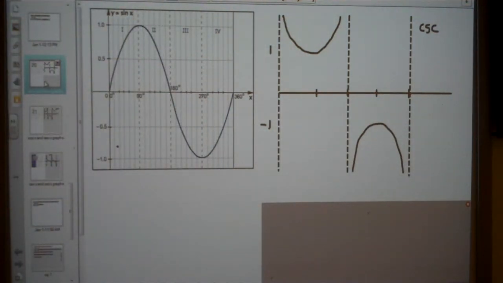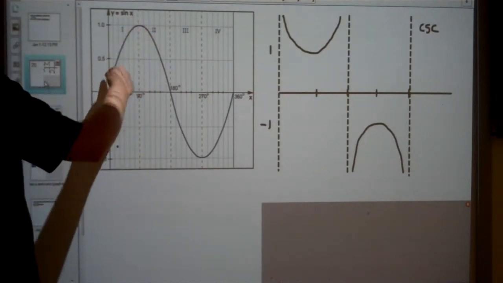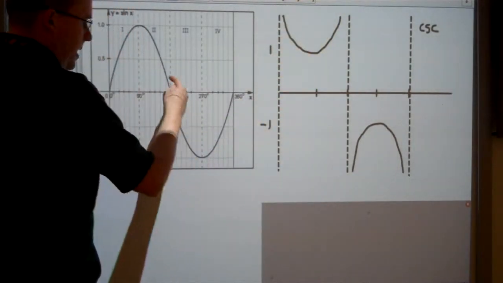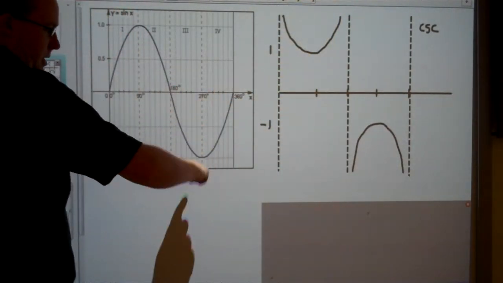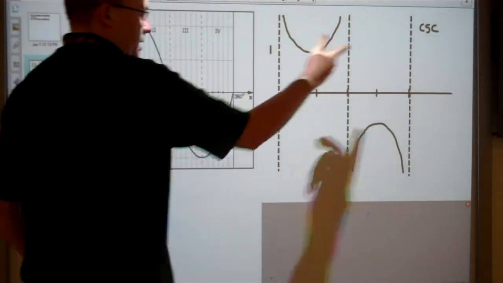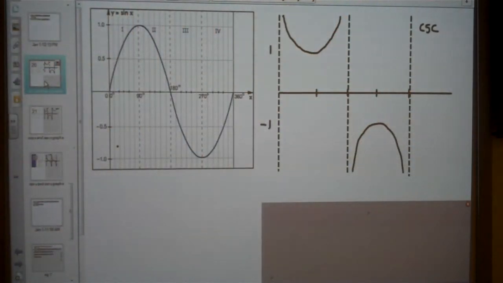Now what you might notice, and probably the easiest way to remember this graph, is that we take this part here, this curve, and then we just flip it over, so it comes like this. And then the same for this U shape, flip it upside down, and it becomes this, and then with the asymptotes. So that's your graph for cosecant.